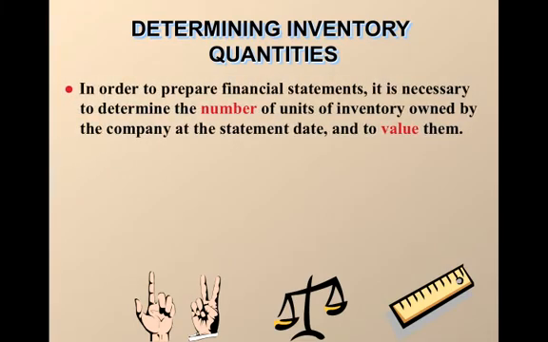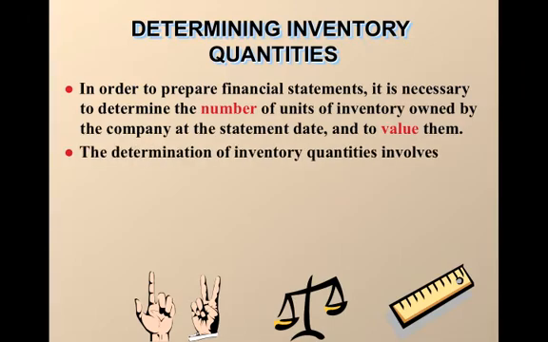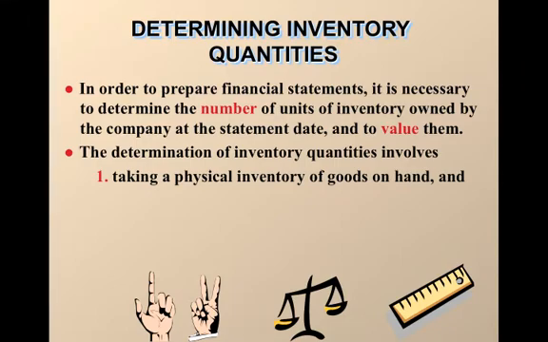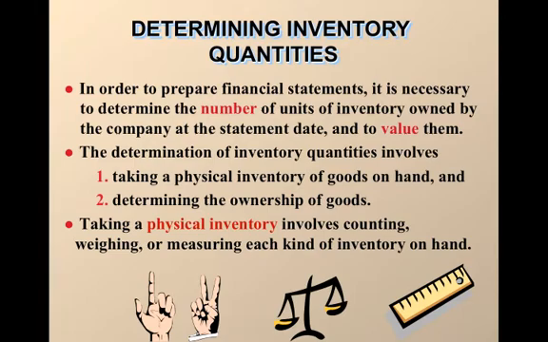In order to prepare financial statements, it is necessary to determine the number of units in inventory owned by the company at the statement date, and we need to value them. This determination of the inventory quantities involves 1. Taking a physical inventory, which means counting. 2. Determining who owns the goods, because if you don't own the goods in your warehouse, you shouldn't be counting them. And a physical inventory also involves counting, weighing, or measuring each kind of inventory because sometimes you can't count things.